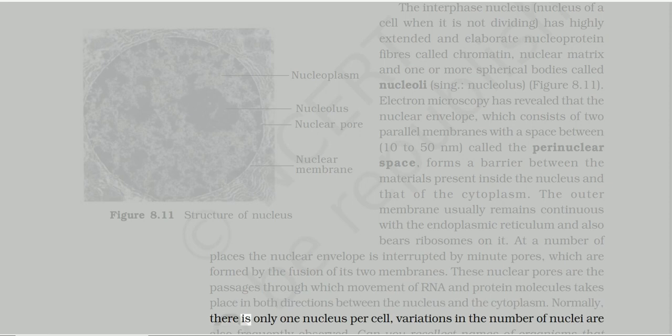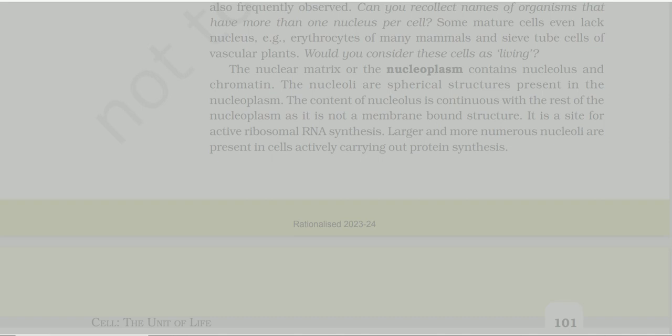Normally, there is only one nucleus per cell. Variations in the number of nuclei are also frequently observed. Can you recollect names of organisms that have more than one nucleus per cell? Some mature cells even lack nucleus, for example, erythrocytes of many mammals and sieve tube cells of vascular plants. Would you consider these cells as living?